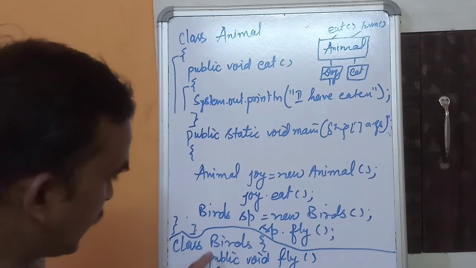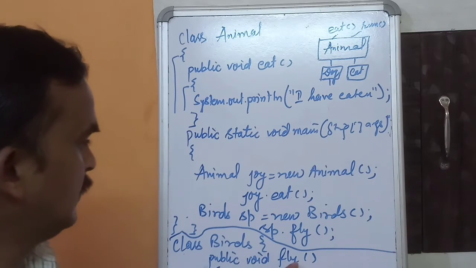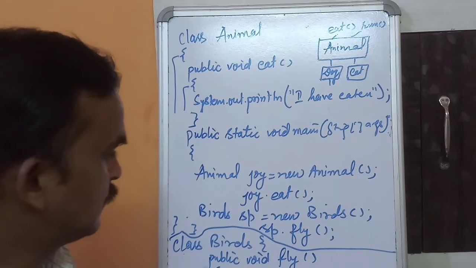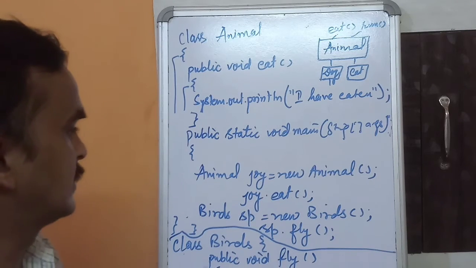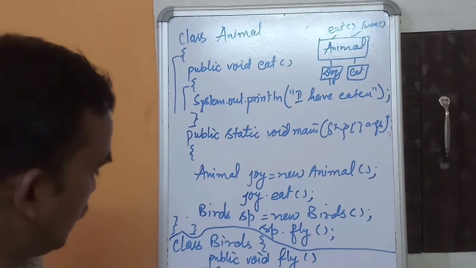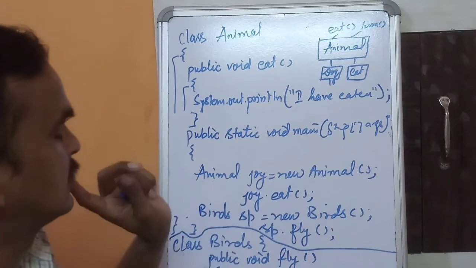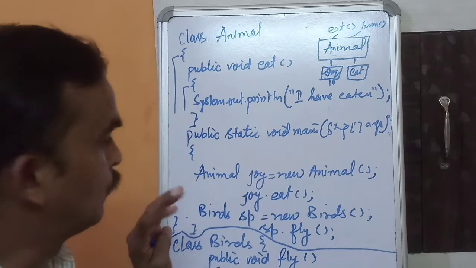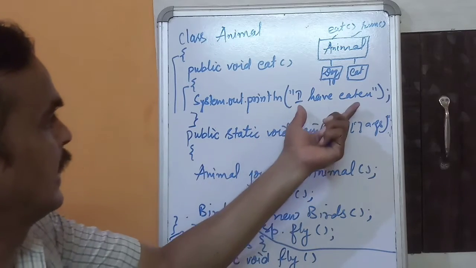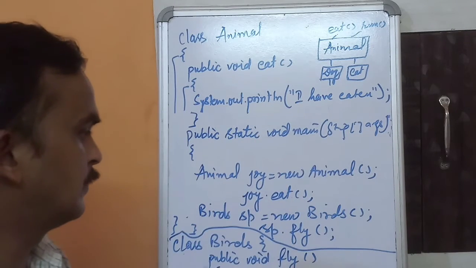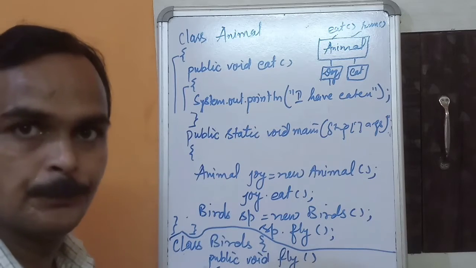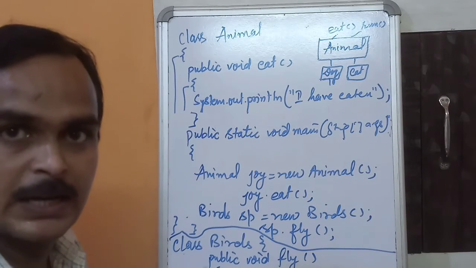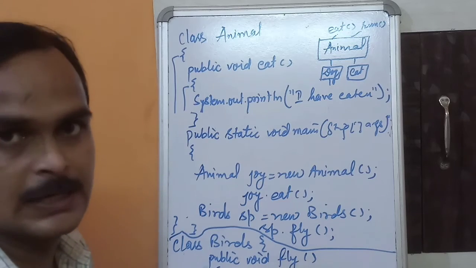So control will go to the next class, that is Birds, in the fly method. So here it will access that message, that is Birds are flying, and it will print that message. And again it will close, so it will go back to the main method. So that is all the processing of the data flow. So in that, first the message will be printed, I have eaten, and second the message will be printed, Birds are flying. So this is all about class, object and methods of a single class and two different classes.